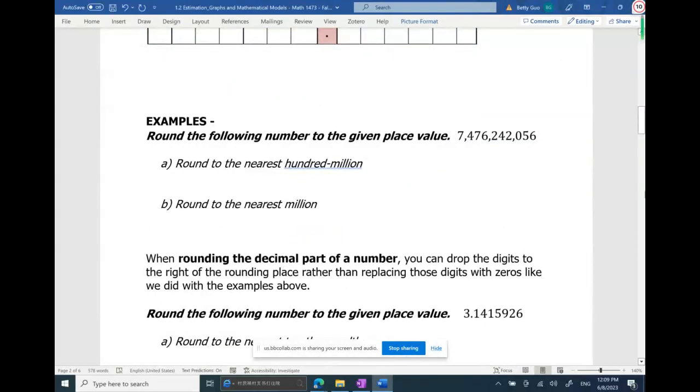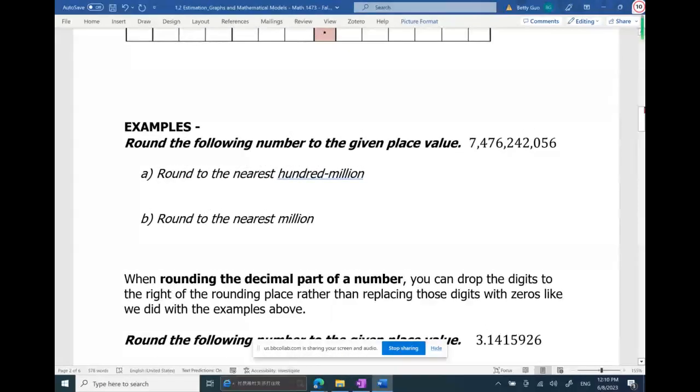We are given a whole number. It's a very large number, 7,476,242,056. And part A, we need to round the number to the nearest 100 million. Well, let's see where is the digit whose place value is 100 million.